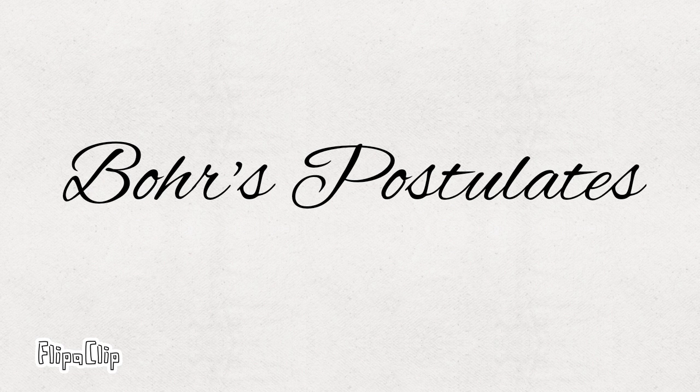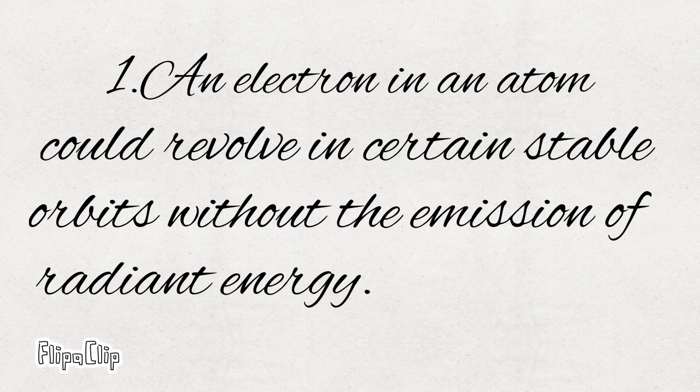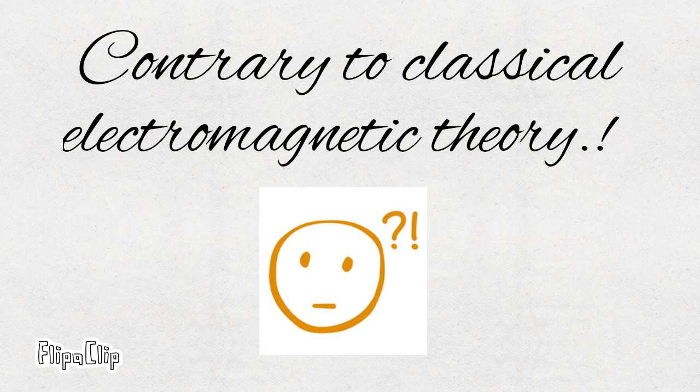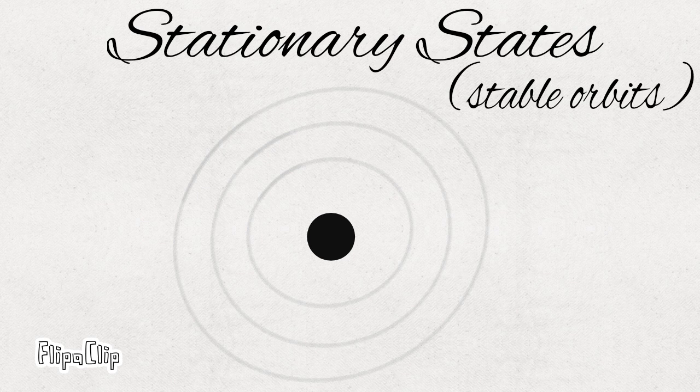Bohr's first postulate was that an electron in an atom could revolve in certain stable orbits without the emission of radiant energy, which is contrary to the predictions of the electromagnetic theory. According to this postulate, each atom has certain definite stable states in which it can exist, and each possible state has definite total energy. These are called stationary states of the atom.